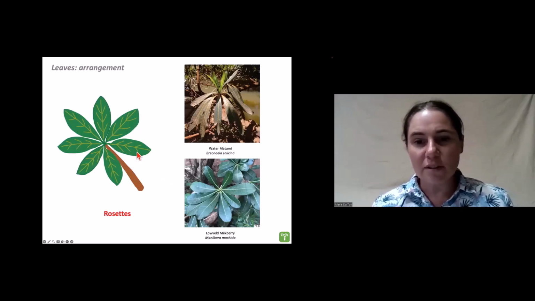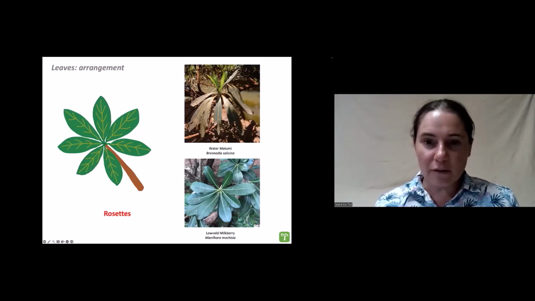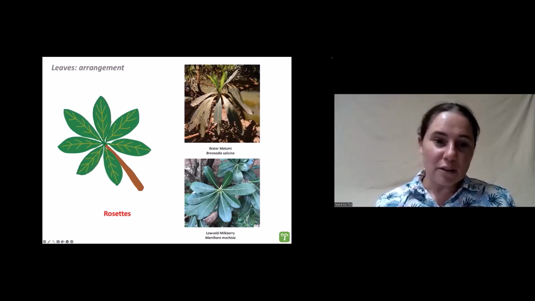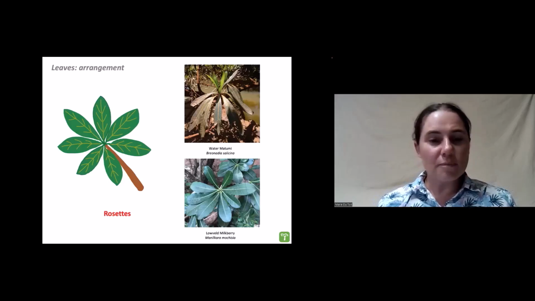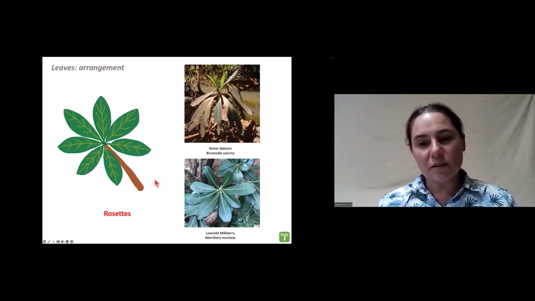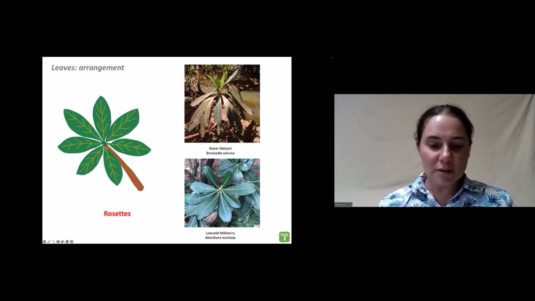And for example, you can see the water matumi and the low-felt milkberry. The leaves are quite nicely spiraled. So you will see the picture that I show, the drawing, and also the icon in the app, it's quite easy to see this type of arrangement.